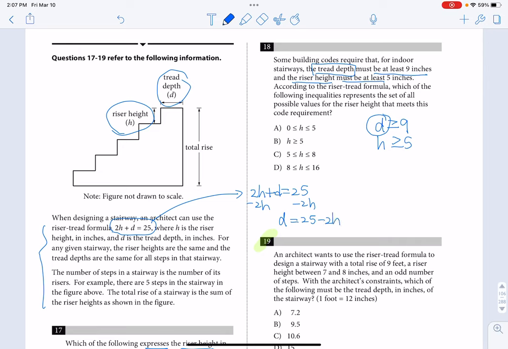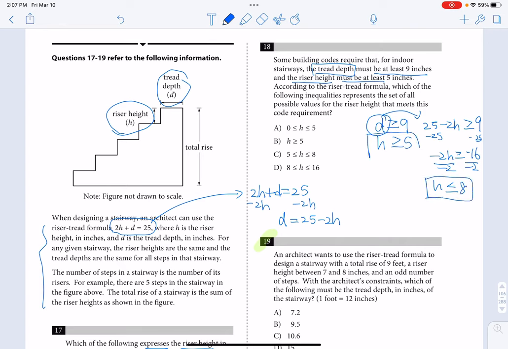And I will replace d with 25 minus 2h, which is greater than or equal to 9. And you subtract 25 on both sides. Negative 2h is greater than or equal to 9 minus 25, which gives you negative 16. And then divide by negative 2. When you divide or multiply an inequality by a negative number, the inequality sign switches. H is less than or equal to 8. That's what we got here.